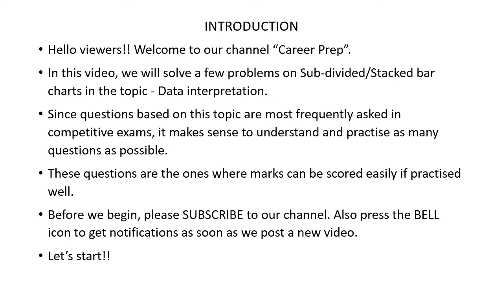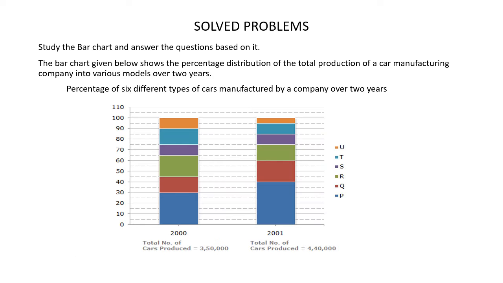So let's start. Study the bar chart and answer the questions based on it. Now this is a subdivided bar chart, also called a stacked bar chart. It's called subdivided bar chart because the vertical bar is subdivided into various components. It's also called a stacked bar graph because here the different rectangles are stacked one upon another.